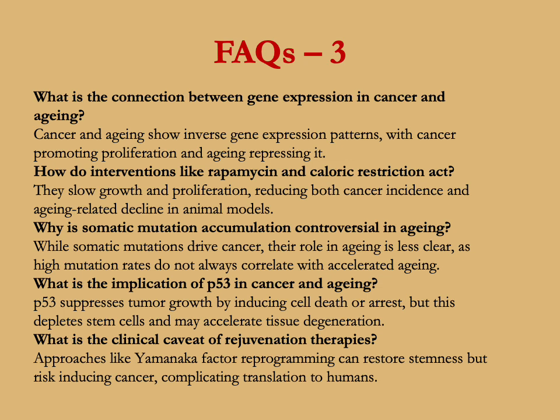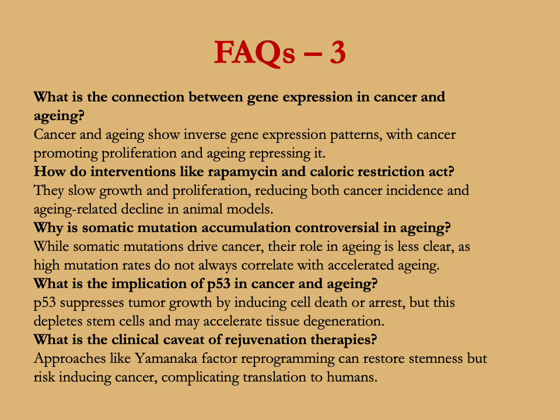What's the connection between gene expression in cancer and aging? Cancer and aging show inverse gene expression patterns, with cancer promoting proliferation and aging repressing it. How do interventions like rapamycin and caloric restriction act? They slow growth and proliferation, reducing both cancer incidence and aging-related decline in animal models.